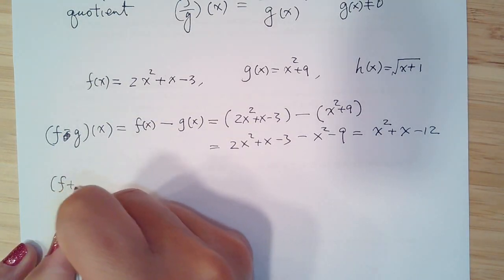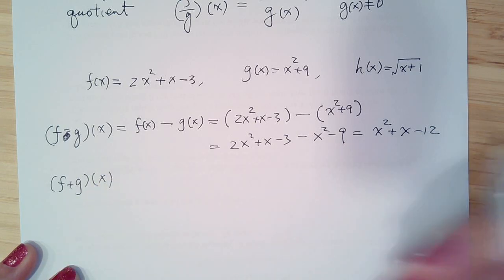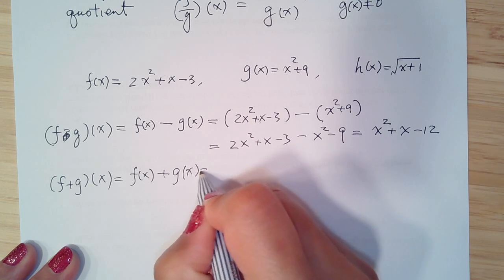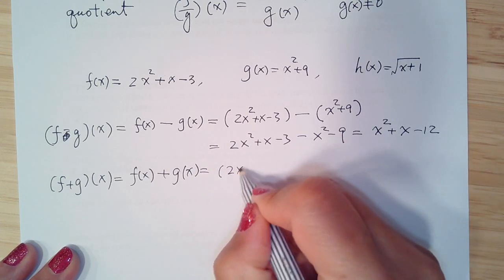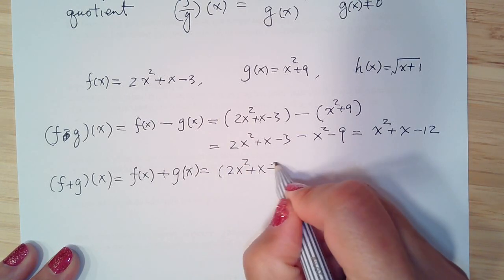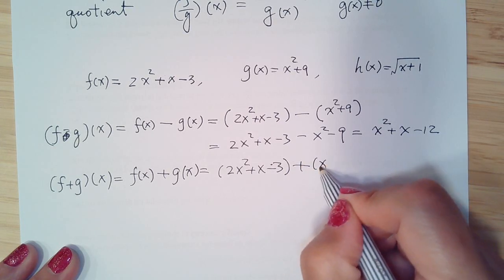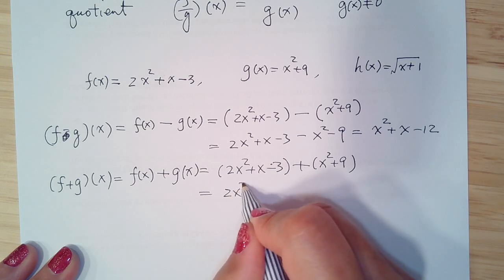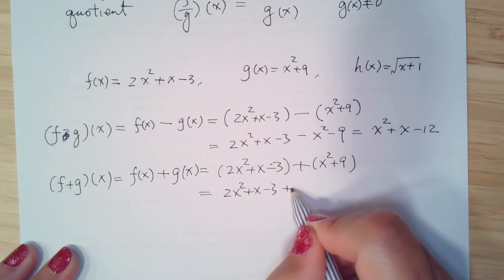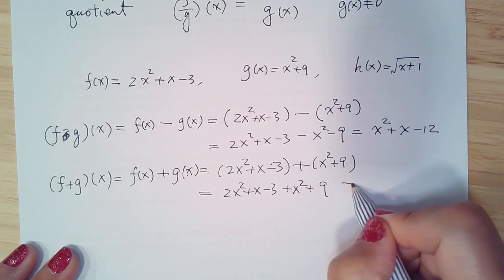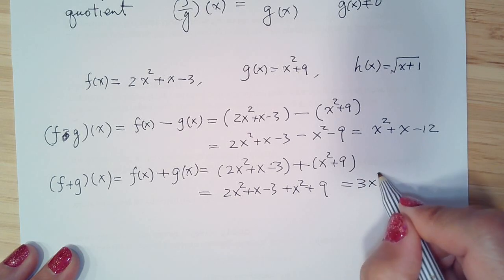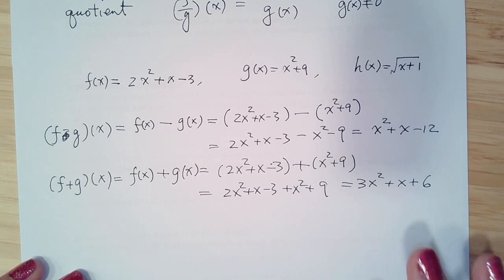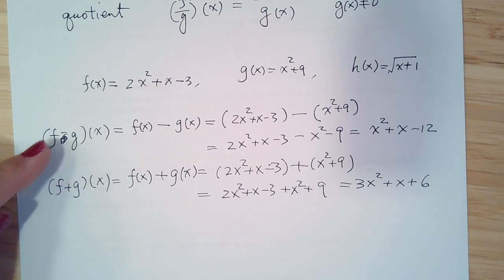Then I do plus. I'm sorry. Let me just find the sum function. Then that'll be just f of x plus g of x. So this is easier, right? We did the hard part. And then now it's 2x squared plus x minus 3 plus x squared plus 9. Therefore, combine like terms, I get 3x squared plus x plus 6. Phew. Okay, so that's the sum function and the difference function.